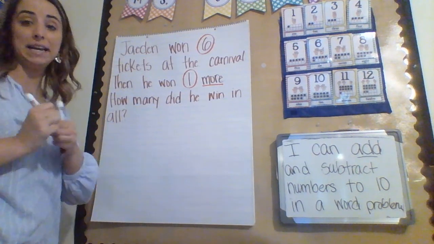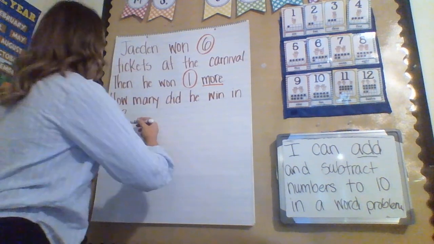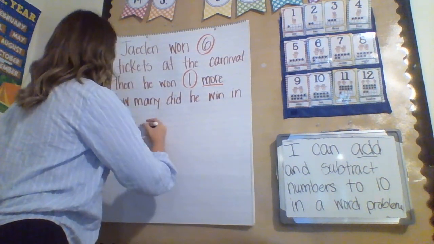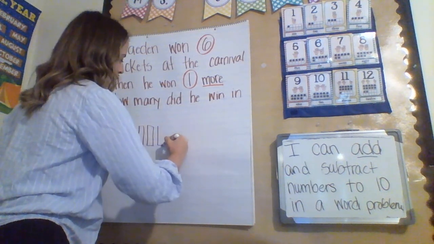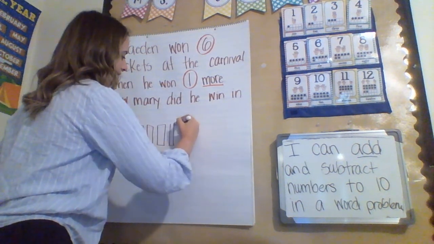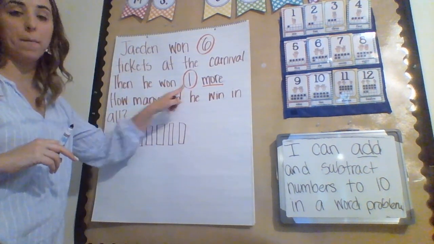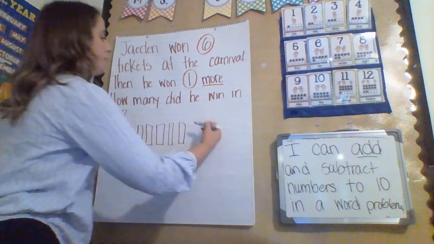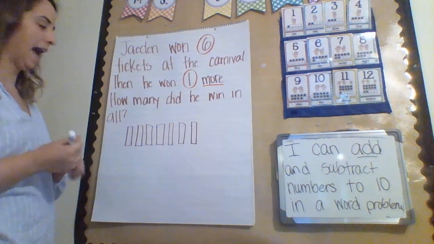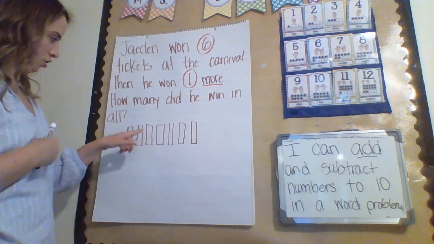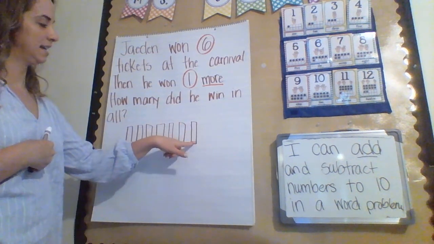So how many tickets am I going to draw first? 6 tickets. 1, 2, 3, 4, 5, 6. Okay? Now, how many more am I going to draw? 1 more. All right, so in all, let's count how many he had. 1, 2, 3, 4, 5, 6, 7.